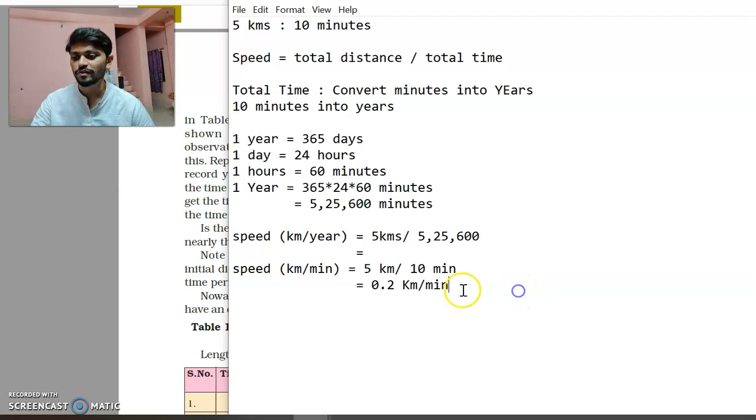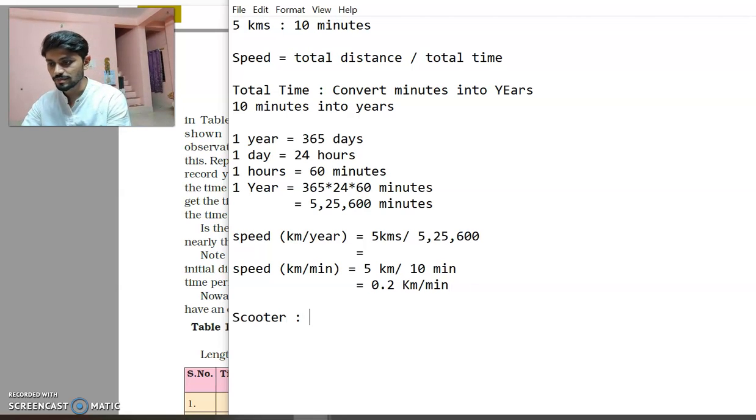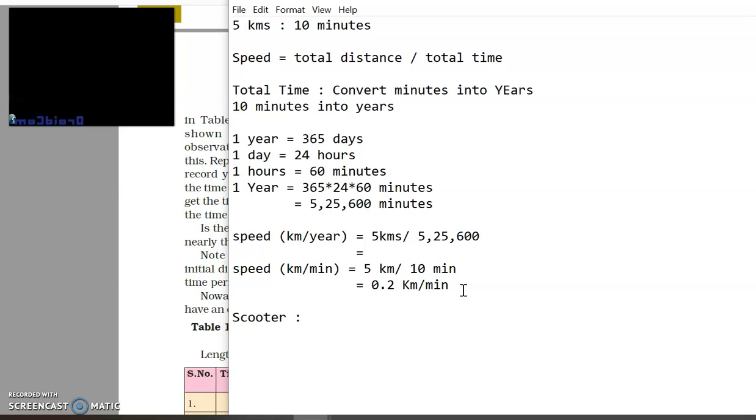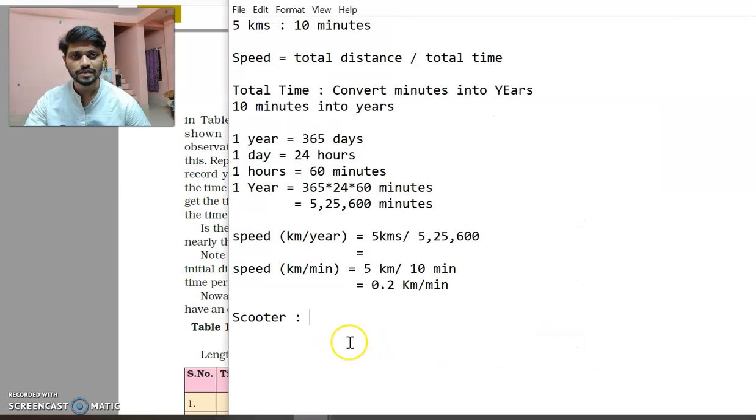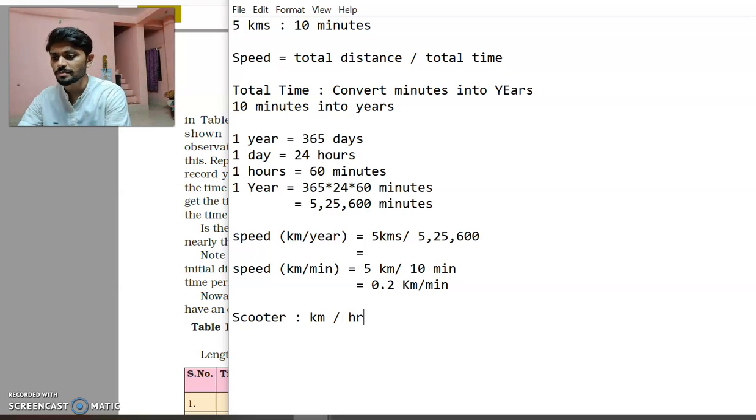Hence, we can take the unit of time as anything we want, but based on the situation, we'll have to select different time units. We can select kilometer per hour, we can select kilometer per minute, we can select kilometer per second. For example, if we talk about a scooter, we know that we cannot travel very much distance using a scooter. So we usually take the unit for a scooter as kilometer per hour.